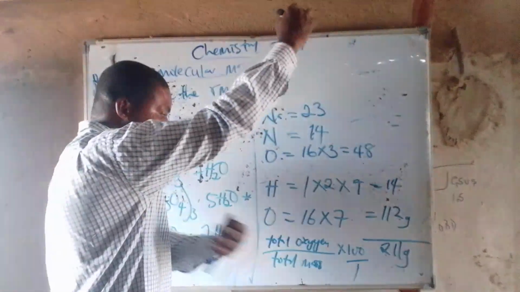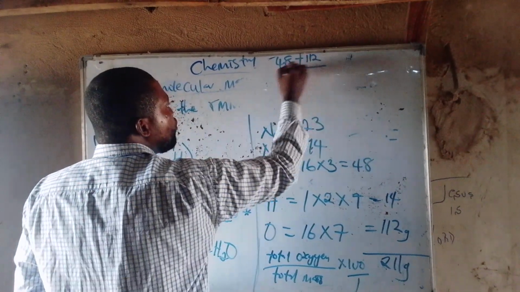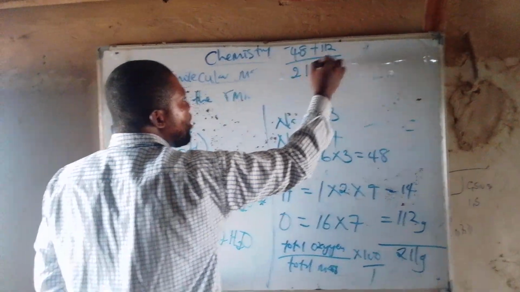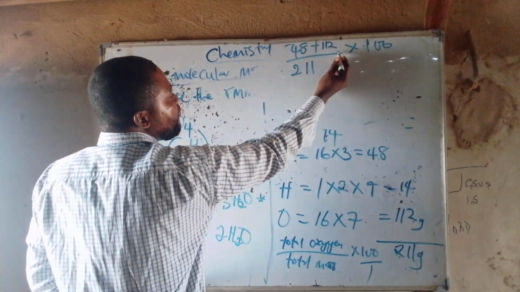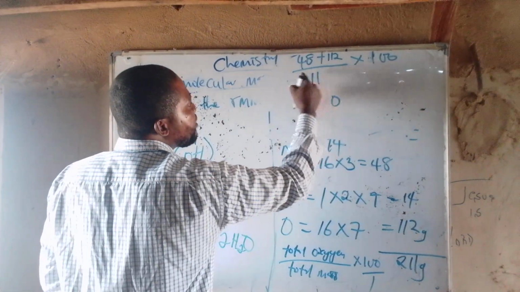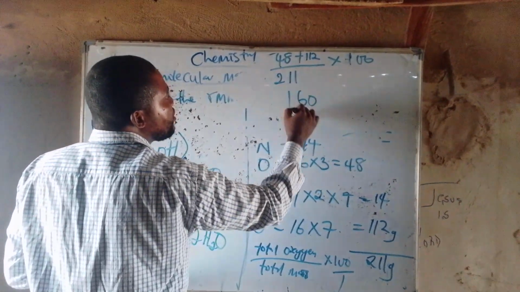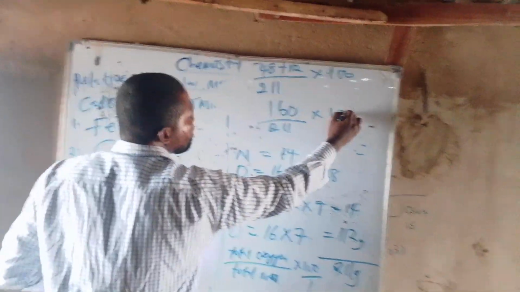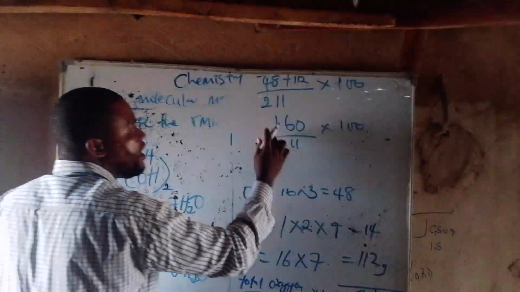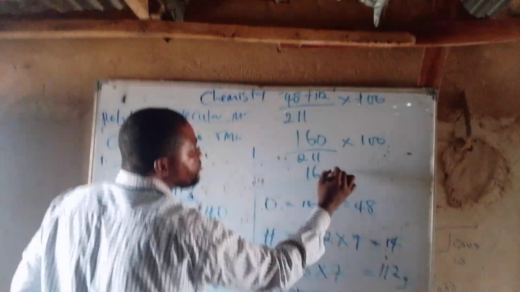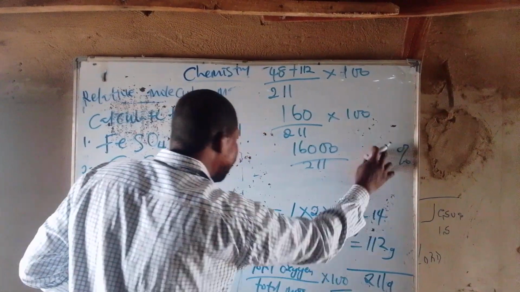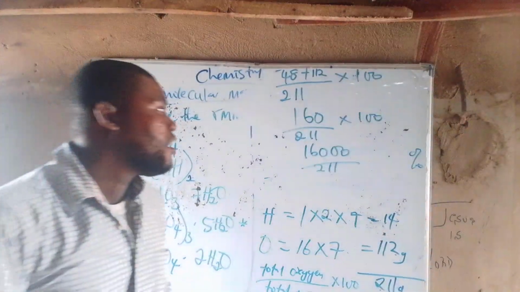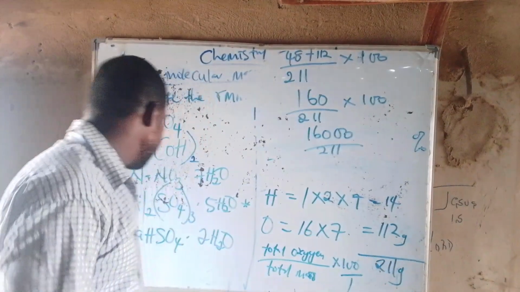Total O is first 48 plus 112 over total mass 211 times 100. So 48 plus 112 will give us 160 over 211 times 100. Here I will then have 16,000 over 211. Whatever answer you get must be in 2 decimal places and written as a percentage.